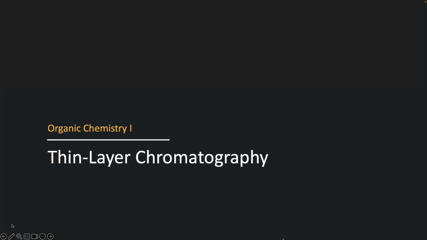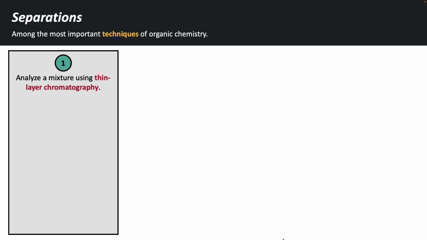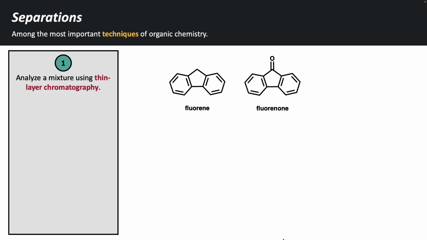Welcome to the introduction for thin layer chromatography. For the first 4 experiments of this semester, we'll be exploring various separation or isolation techniques common to synthetic organic chemistry labs. For the first experiment, we'll analyze a mixture using thin layer chromatography. Specifically, we'll be looking at a mixture of 3 compounds: fluorene, fluorenone, and benzoic acid.